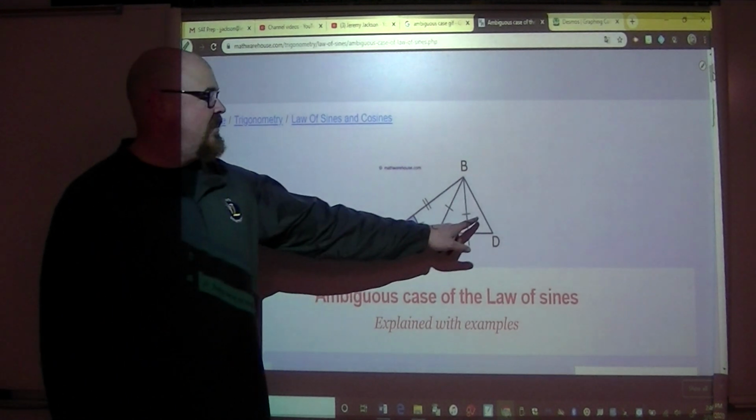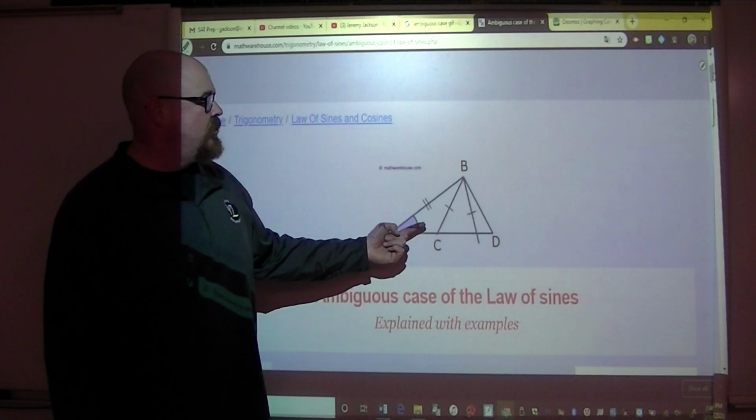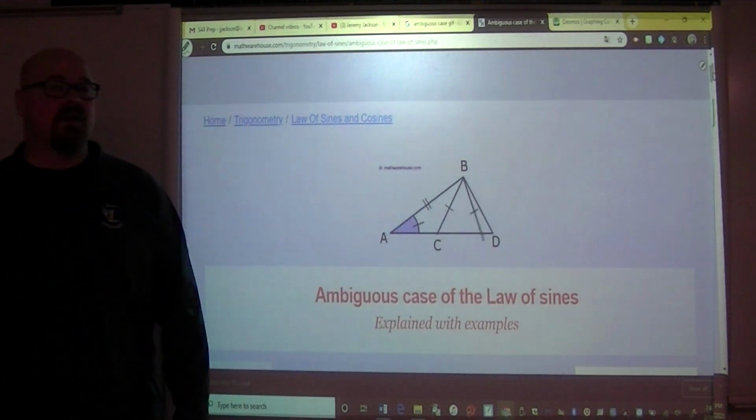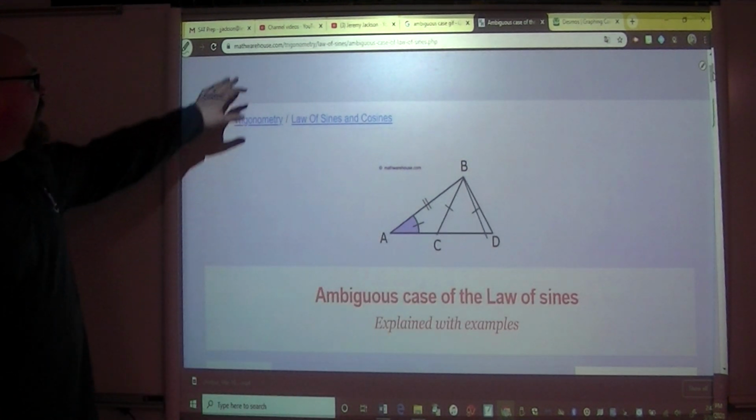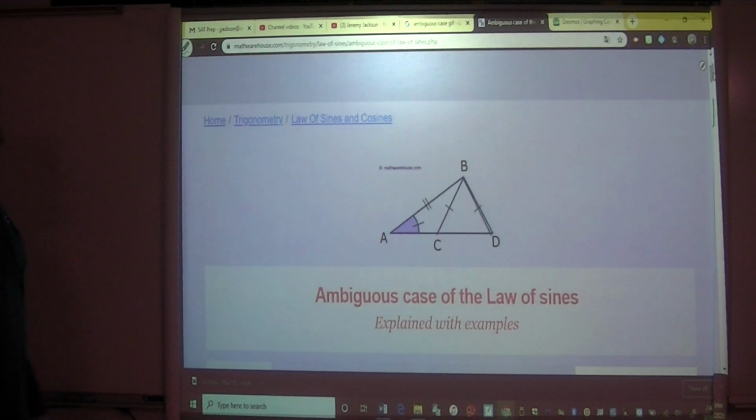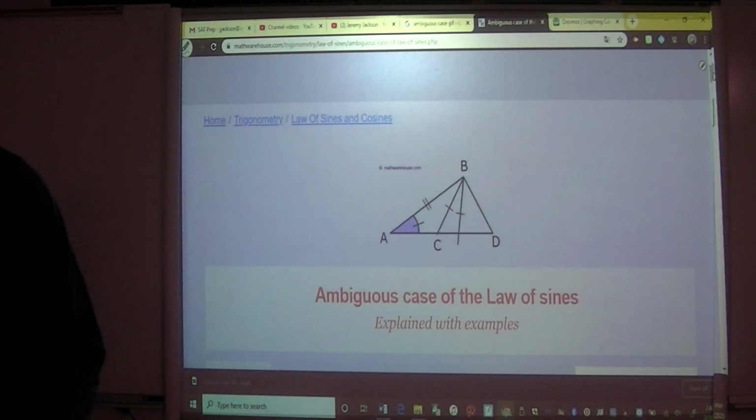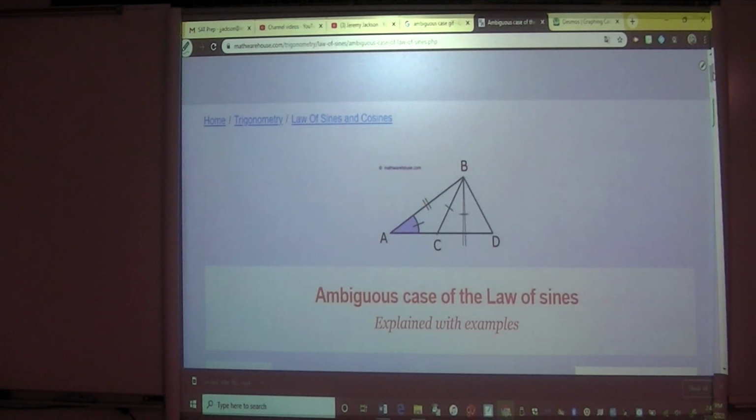And you can see this is how we can form an obtuse triangle, or an acute triangle, in the ambiguous case. So I'm going to add this link, props to mathwarehouse.com, to Schoology so that you guys can see that GIF. And there's another video embedded in this, which is good, along with a little more explanation. So probably better than what I'm doing.